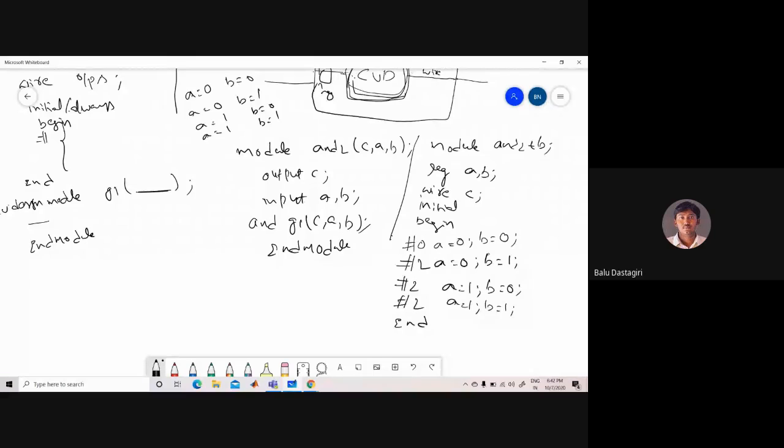So the meaning of initial is that these assignments will be done only one time. If you are using always, that will be repeated. That we have to understand. Okay.